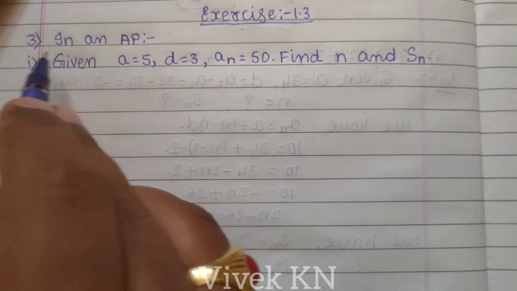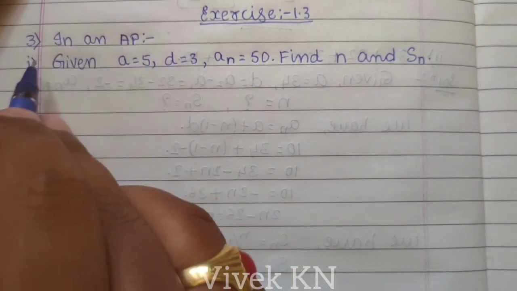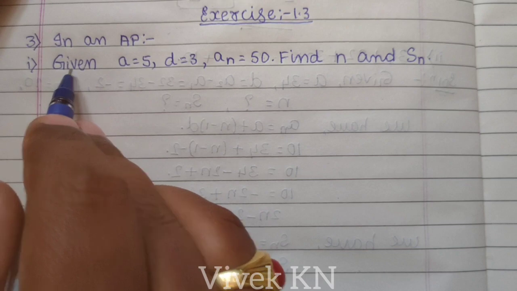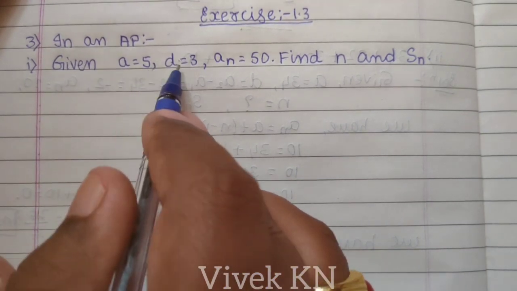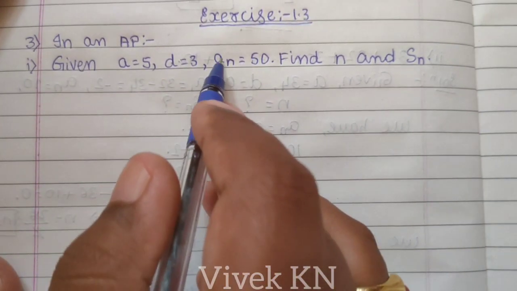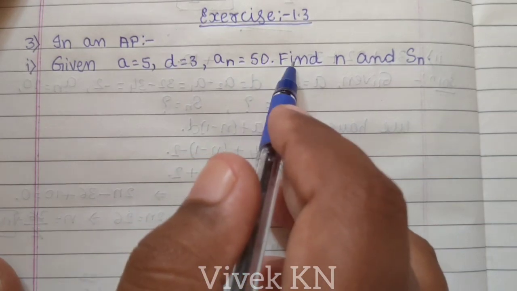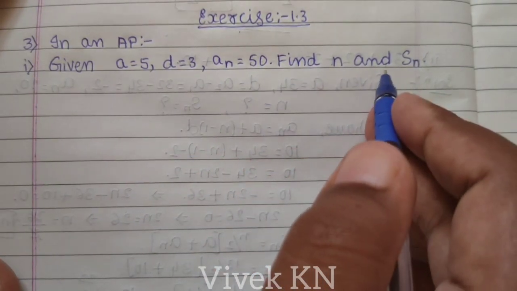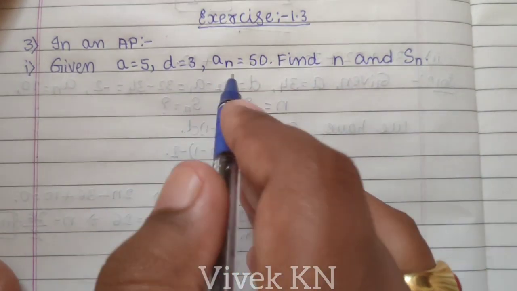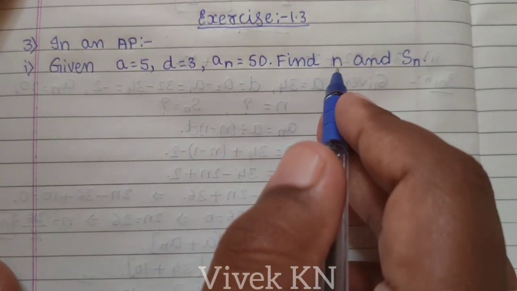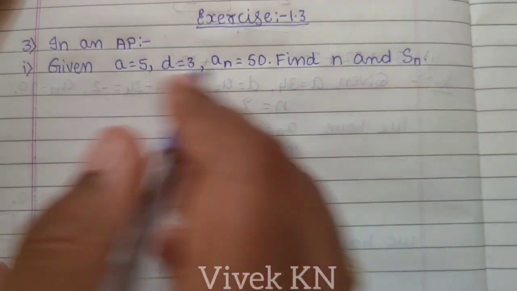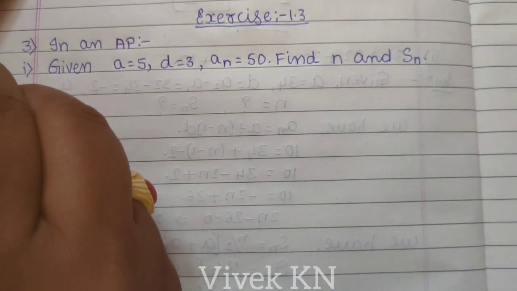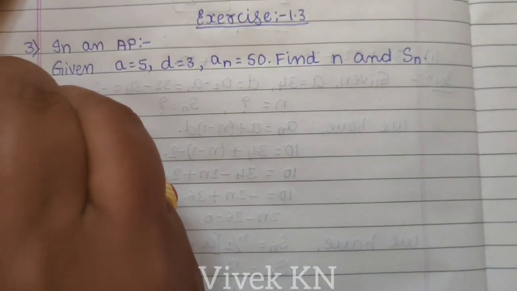Third question. In an arithmetic progression, given a is equal to 5, d is equal to 3, an is equal to 50, find n and Sn. Here in this question, we have to calculate the value of n and Sn. Let us solve this problem. Solution.